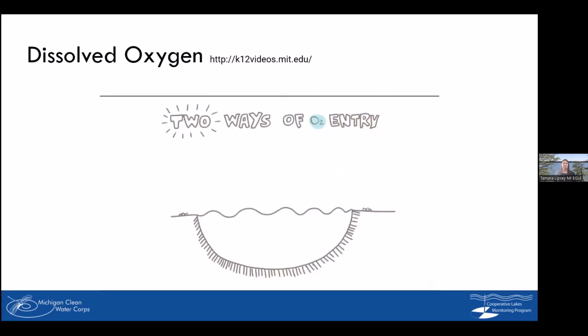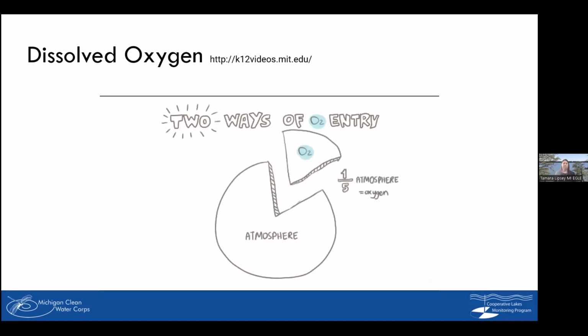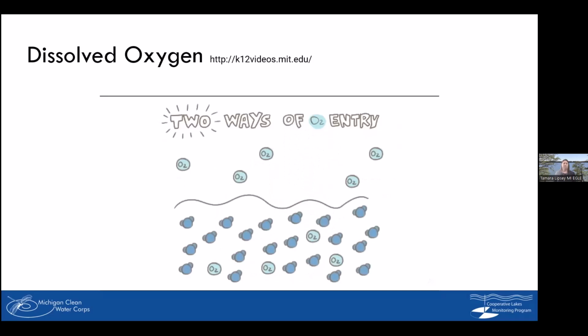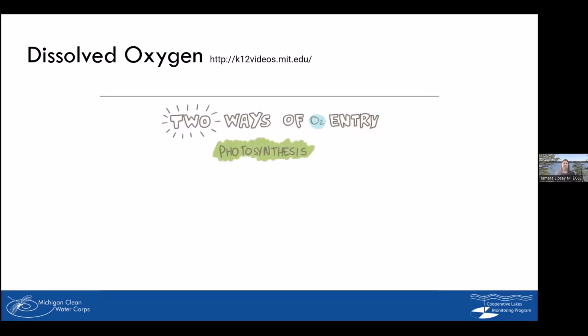Well, there are two main ways that oxygen can enter a body of water, like the ocean or a lake. One way is from the atmosphere, or the air around us. Oxygen makes up about 1/5 of the atmosphere, and these oxygen molecules are constantly bumping into and entering water. Even more oxygen enters water through photosynthesis.